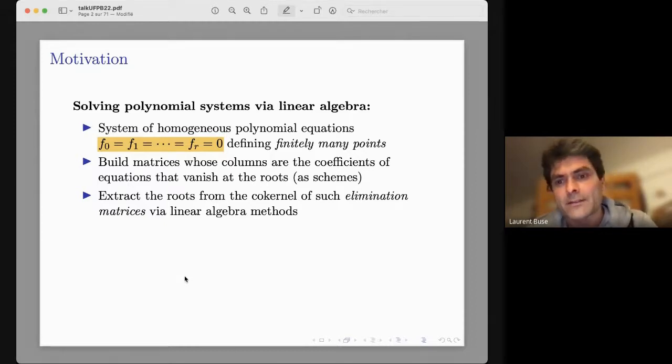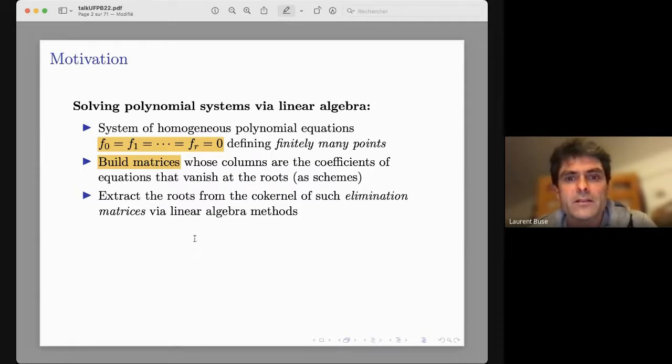A classic way to do that is to build matrices. We call those elimination matrices. Those matrices are typically built by putting in their columns some coefficients of equations that vanish at the root. So this is the typical way to do it, and this is what we will investigate in this talk.